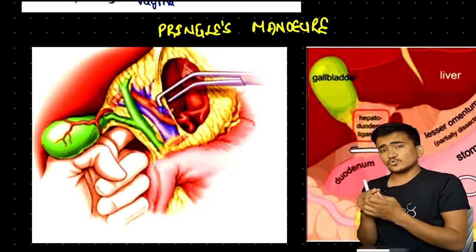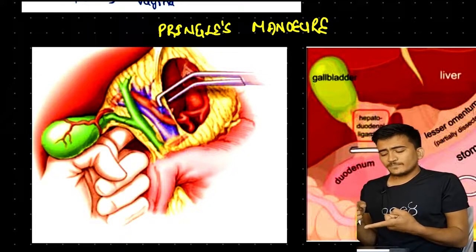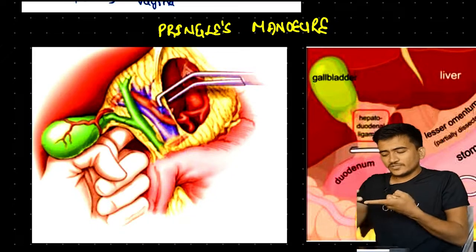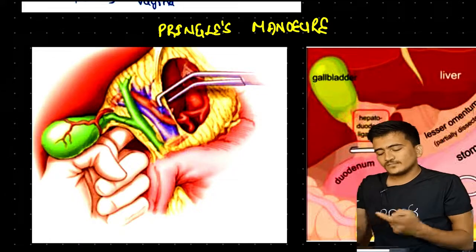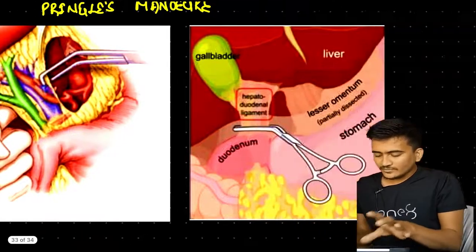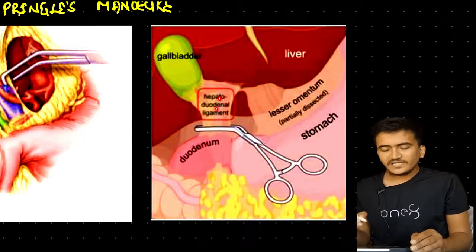Now what we are doing is putting our finger in the epiploic foramen of Winslow and pulling the DAV structures. Since the DAV structures will be raised, we put a clamp right there. So you can see right here that it is clamped. What is clamped here? The hepatoduodenal ligament is clamped here.